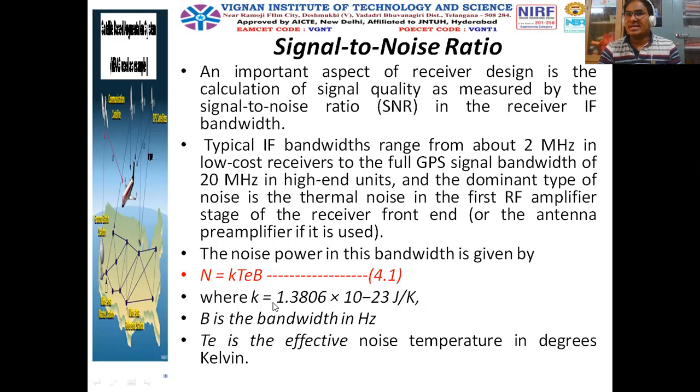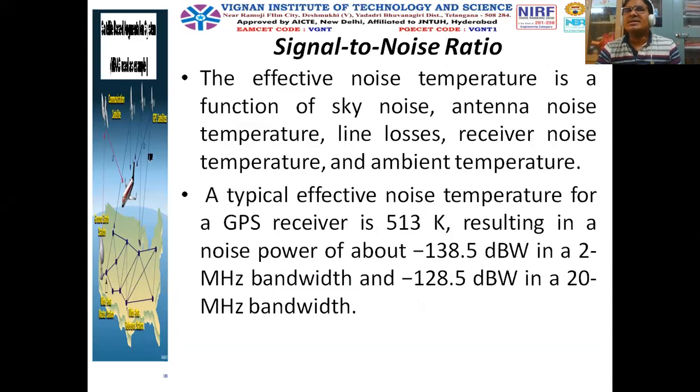Where K is a constant, B is the bandwidth of the signal, and T is the effective noise temperature. That means if the temperature is increased by this many degrees, that is equal to how much noise power, or if the temperature is decreased by this many degrees, then that is equal to how much power. So T is the effective noise temperature. Of course, you know all these things from your previous studies. The effective noise temperature is a function of sky noise.